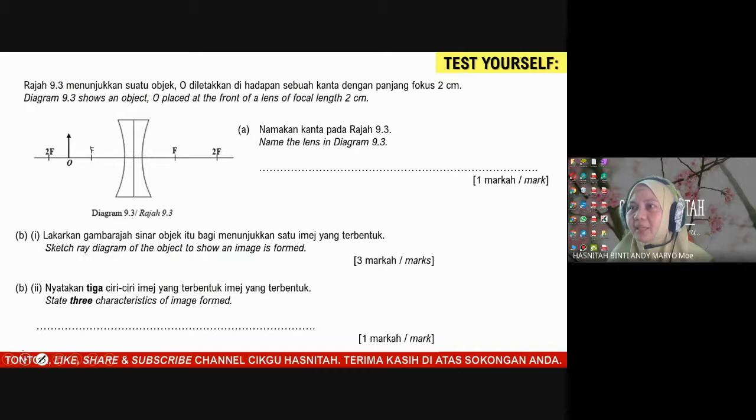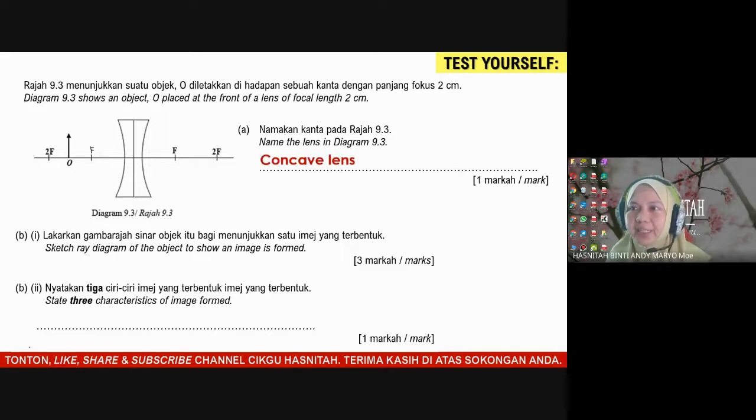Okay, and this is another question related to lenses. Now they give you this shape. You must know already this is a concave lens. So we place the object now in between F and 2F. The first question: name the lens in this diagram. So it is a concave lens.